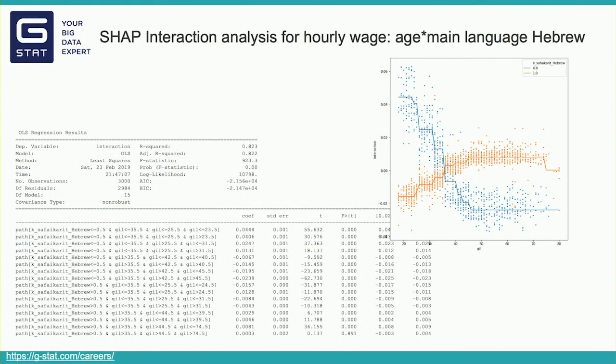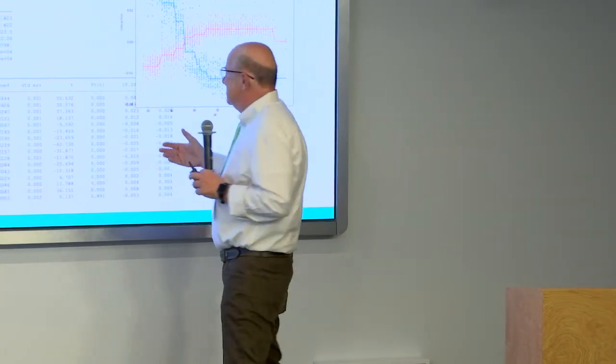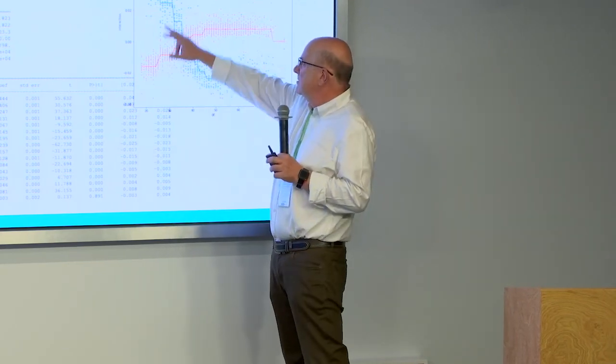This is the interaction effect. We plotted the Shapley value against age, controlled for whether you speak Hebrew or you don't speak Hebrew. And we see different graphs. Why is it? This is Hebrew speaking. What is non-Hebrew speaking? Those who get 15 mandates today, so they are not going to the army.